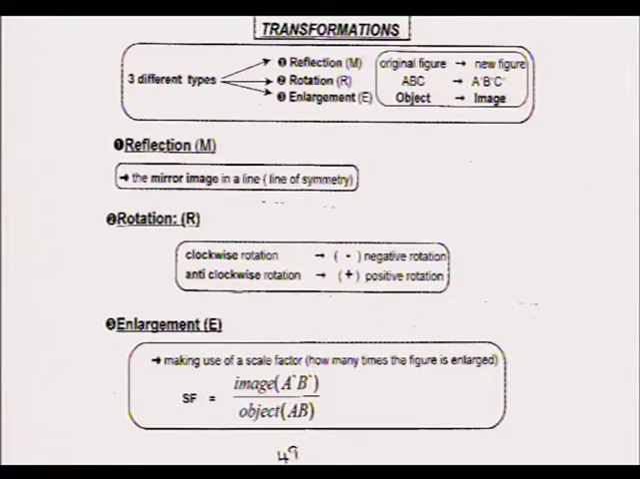Transformations. There are three different types, and those three are always in the exams or in your assignments: reflection, rotation and enlargement. There are the three, and each of them will always be 2 or 3 marks.